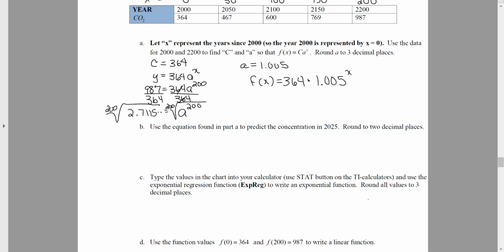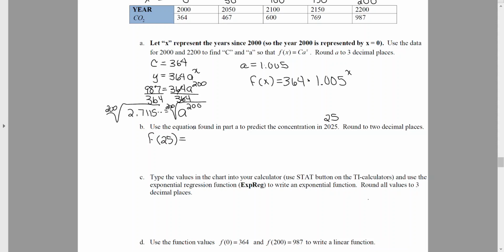So now they want me to use that equation from above to predict the concentration in 2025, rounded 2 decimal places. Remember though, I don't plug in 2025 for x. I know x is my years, but it's the years after 2000. So that would be 25 years after the year 2000 that I would be plugging in for x. So f of 25, that just means what's our function value in the year 2025 going to be.